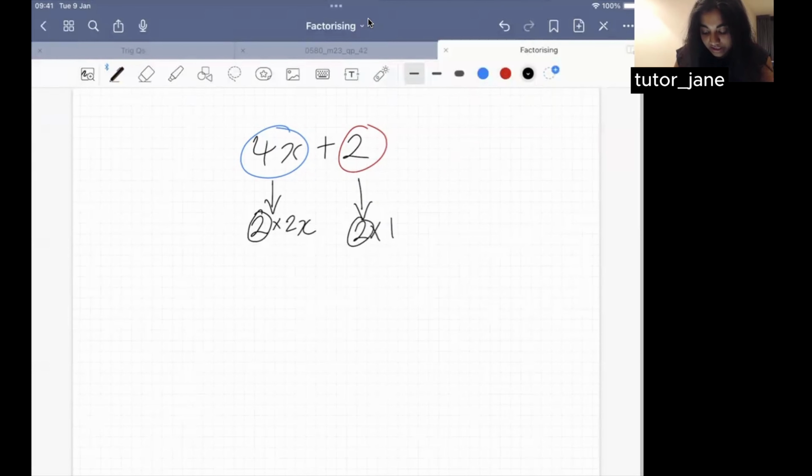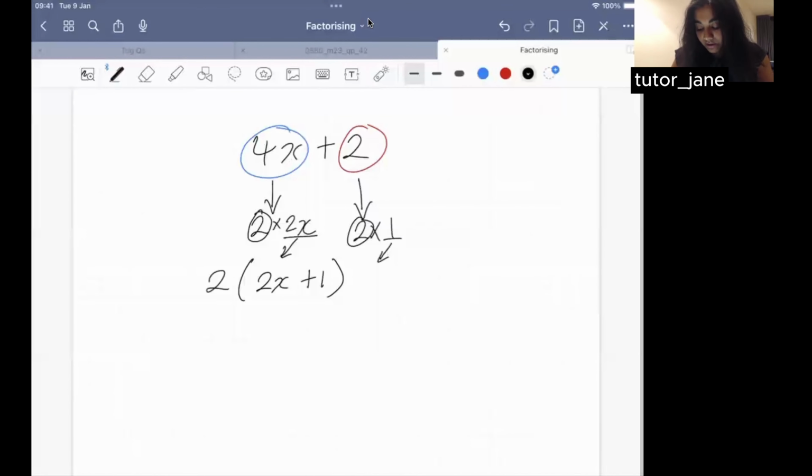So then we're going to take this 2 outside, and then we're going to open some brackets, and we're going to put what gets left behind once the 2 is taken out. In this case, we've got a 2x left and a 1, and we're going to put that inside the brackets. And this is our factorized form of this expression, right?